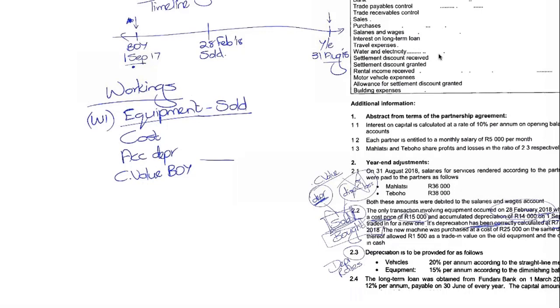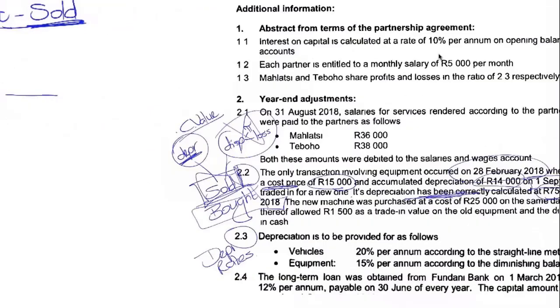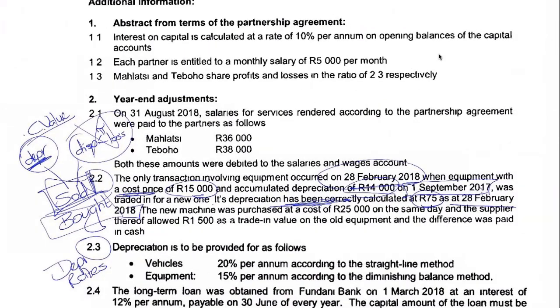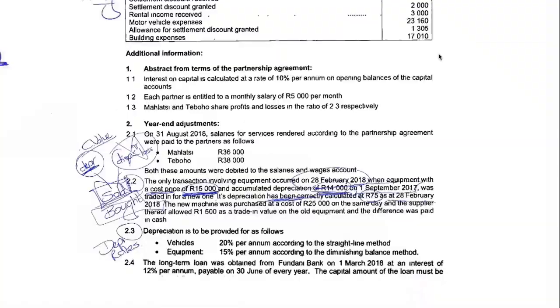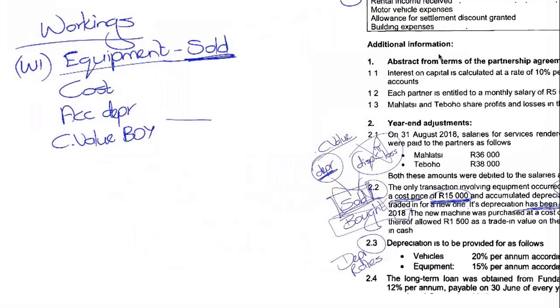Okay, so working one, I'm only dealing with, and you can see my label's nice, the equipment that I've sold. The cost price of the equipment that was sold on the 28th of February was 15,000 Rand, and the accumulated depreciation was 14,000 Rand. So my cost price, 15,000, accumulated depreciation, 14,000, which leaves me with a carrying value at the beginning of the year of 1,000 Rand.